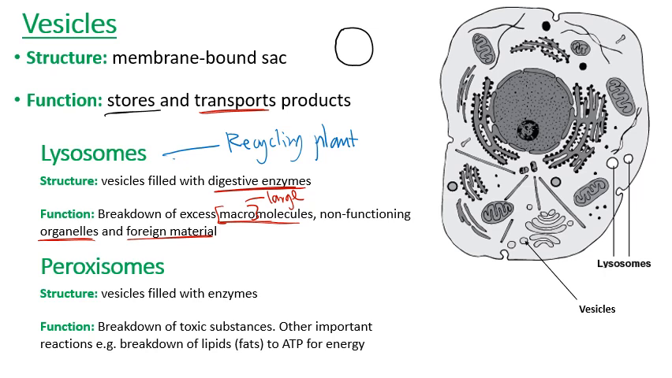There's also a similar type of vesicle called peroxisomes. Again, they're filled with enzymes, and they help to break down toxic substances too, like the smooth endoplasmic reticulum does. They're also used for specifically breaking down lipids, which are fats, to make ATP for energy. So whenever we eat fatty foods, we can also get energy out of those fats, and that happens in the peroxisomes, partially.